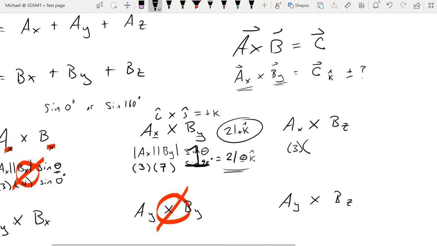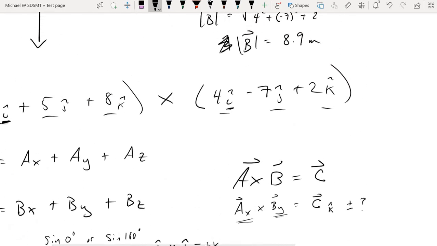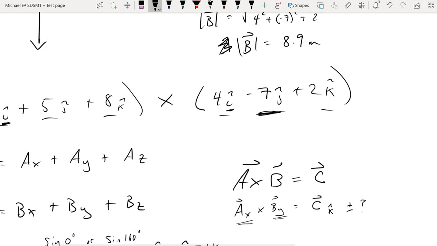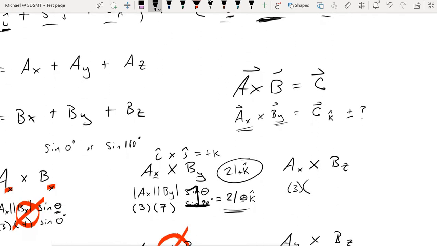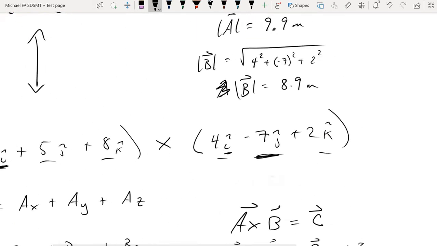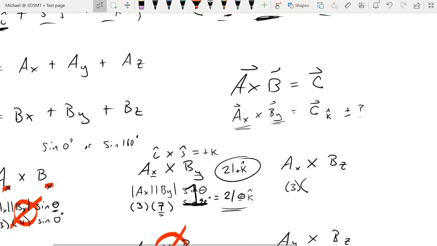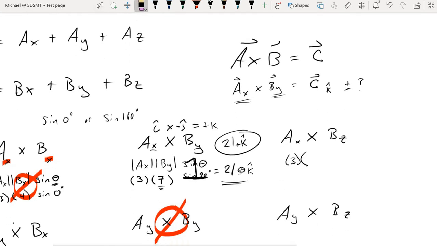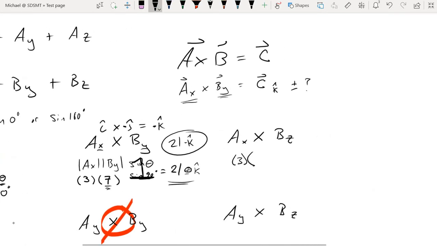AX cross BY. If we look back up here, BY was a -7 j hat. And I used the magnitude of 7 here, so where does the minus sign go? Well, that minus sign has to go with the j hat. So, my bad. We're actually going to get a minus k hat out of that. Oops. My eraser function is not wanting to work well. There we go. Negative k hat.